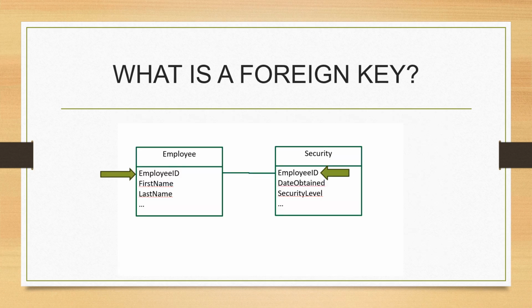What is a foreign key? This is what is used to form relationships between other tables or entities. A foreign key in one table corresponds to a primary key in another table. In this example, employee ID is the primary key in the employee table, and a foreign key in the security table as it links the two tables together.